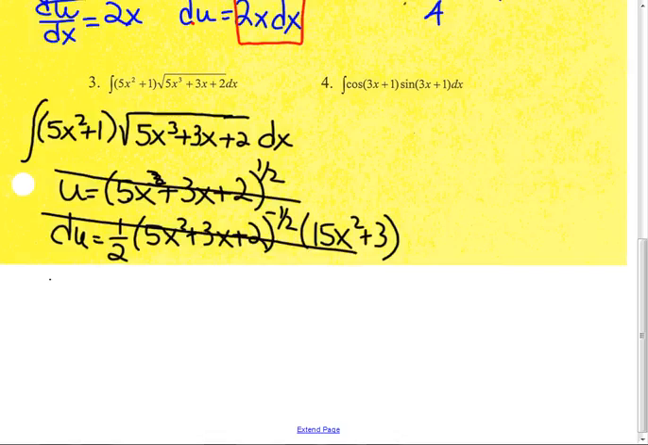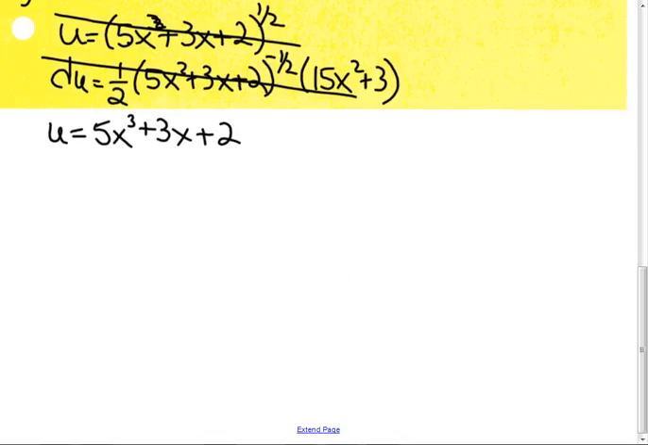So what's another choice? One last choice. There's only one other thing you can be. What about just what's underneath the radical? What about just this? Some of you are going to say, well, its derivative isn't equal to 5x squared plus 1. And you are right. It is not. du is equal to what? 15x squared plus 3 dx. But does anybody see the relationship?